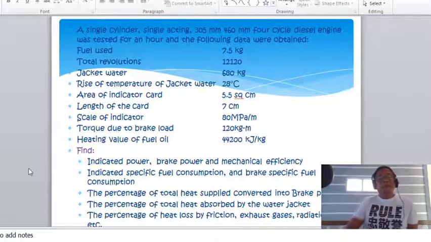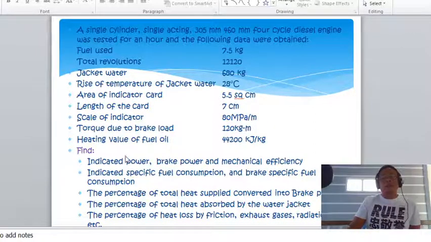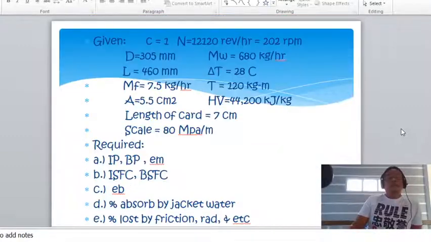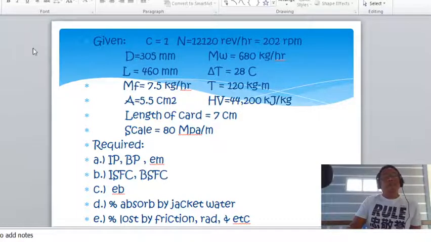The other is the percentage of total heat supplied converted into brake power, and then the percentage of total heat absorbed by the water jacket, and then the percentage of heat loss by friction, exhaust gases, radiation, etc. Let us now make a breakdown of the given.